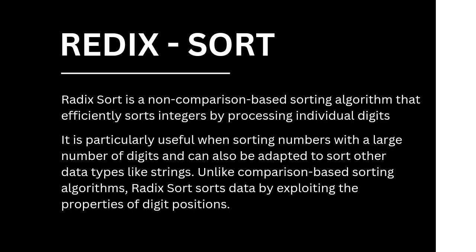Alright, so let's take a look at the definition. Radix sort, obviously a non-comparison based sorting algorithm, just like the last one we did, counting sort, right? So this basically efficiently sorts integers by processing individual digits. It is particularly useful when it comes to sorting numbers with a large number of digits. So when it comes to sorting a number which has maybe 8 digits, 10 digits, 12 digits, it's really useful. And it can also work with data types like strings.